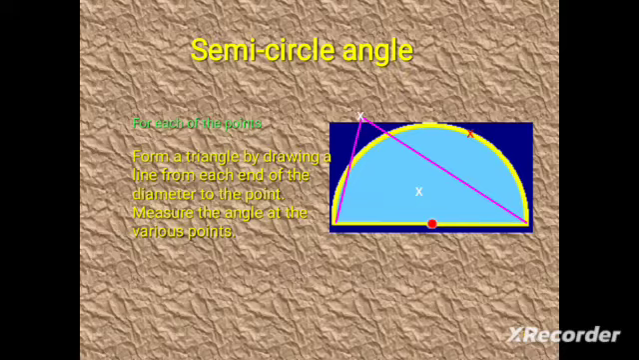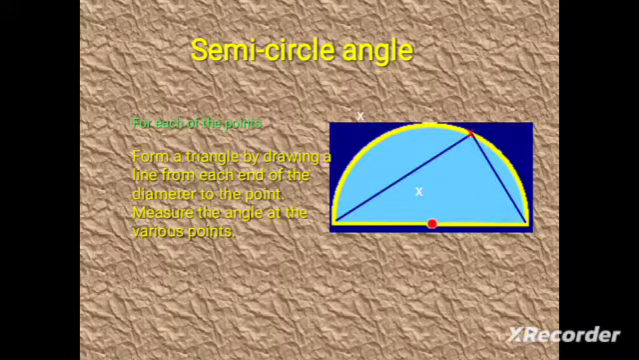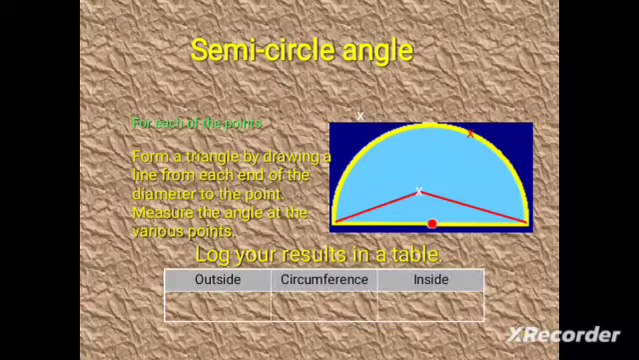So from the ends of the diameter to a point outside, we form a triangle. Another one, ends of the diameter to a point on the circumference, and ends of the diameter to a point inside. You form another triangle there. So log your result in a table. Whatever you find after measuring these angles, you key in your answers in the table below.